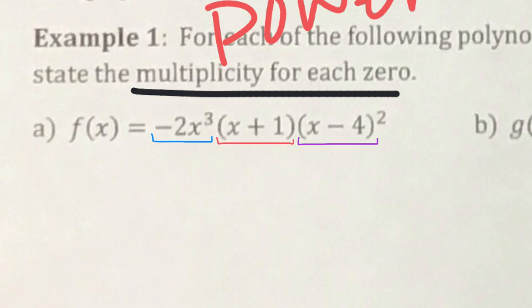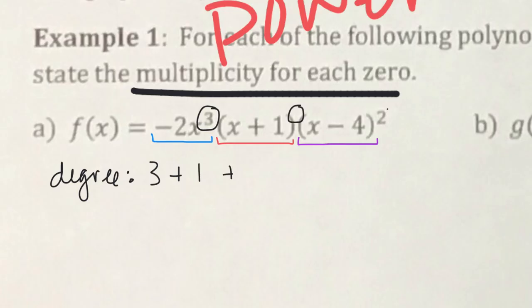All right, so what is the degree? Let's do that first. The degree is 3 plus 1 plus 2. So this has a degree of 6. Okay, this is an even polynomial. So what we talked about yesterday about the end behaviors, both the left end and the right end will be doing the same thing because all even polynomials have similar end behaviors.